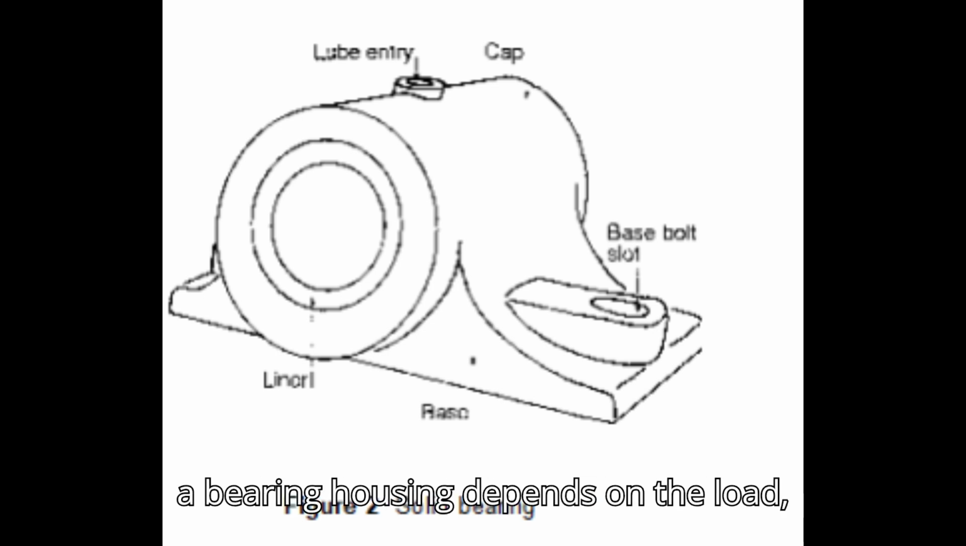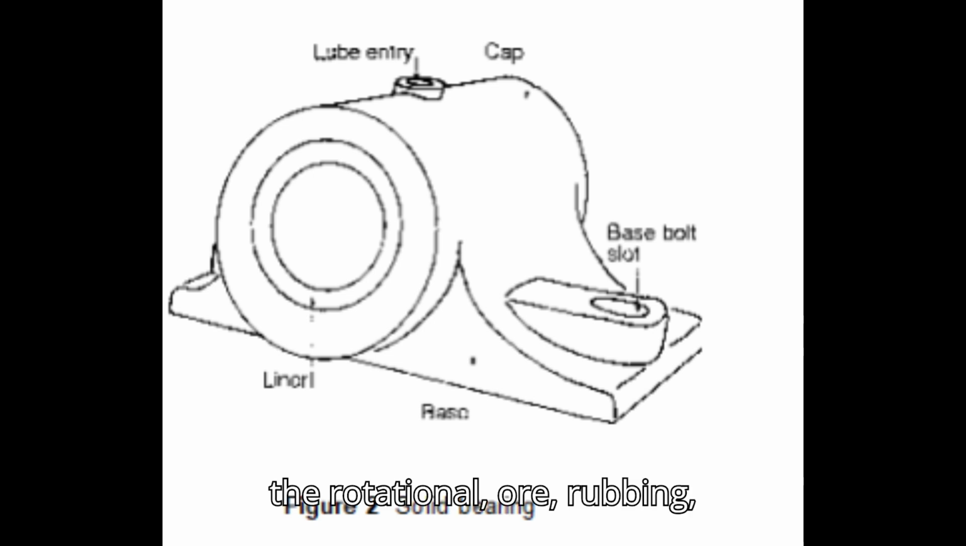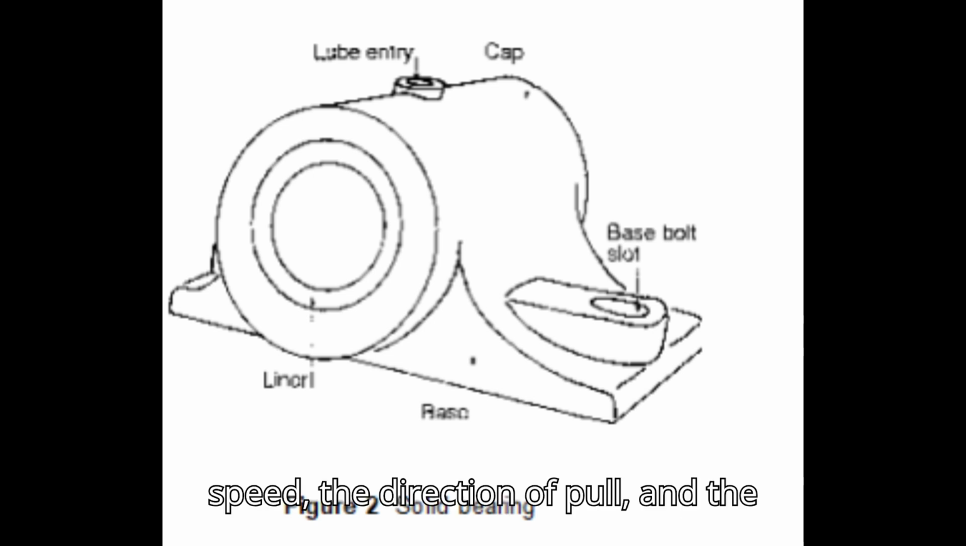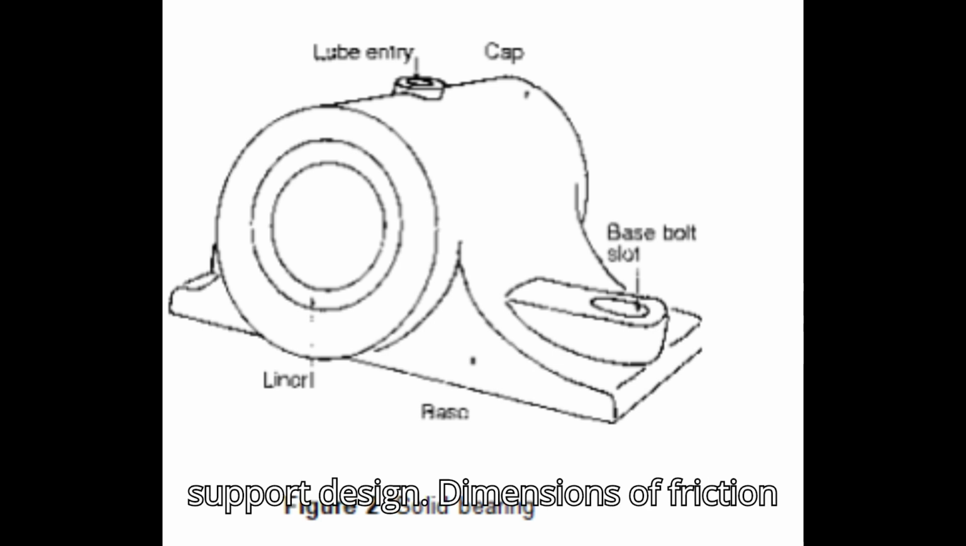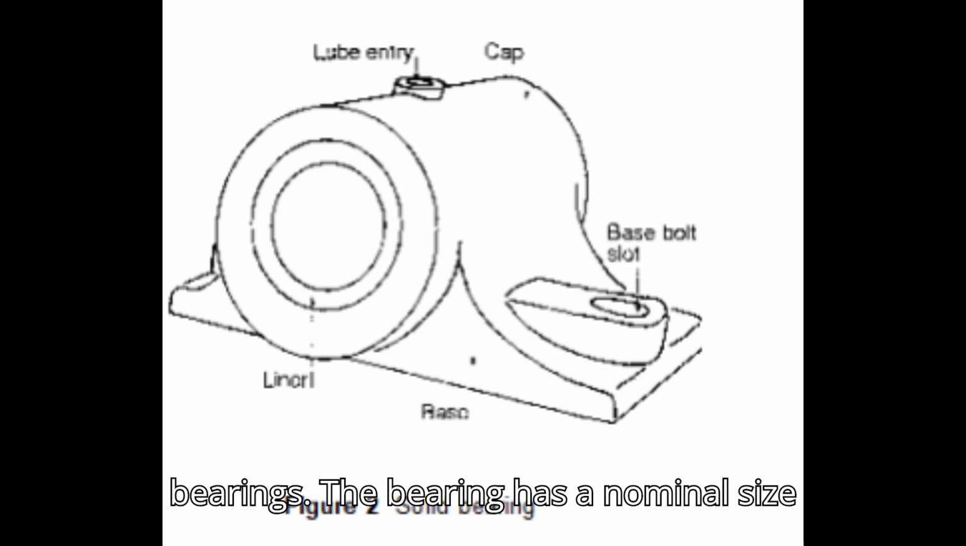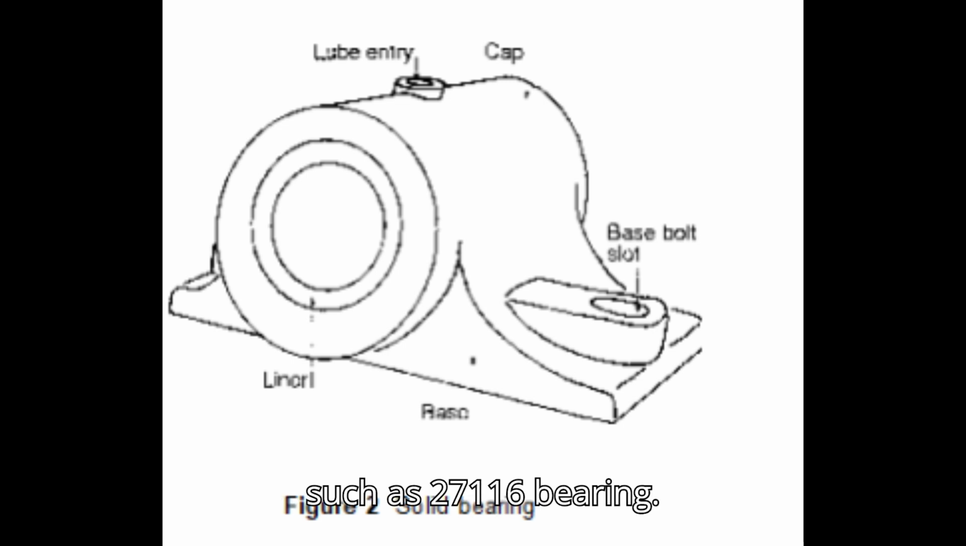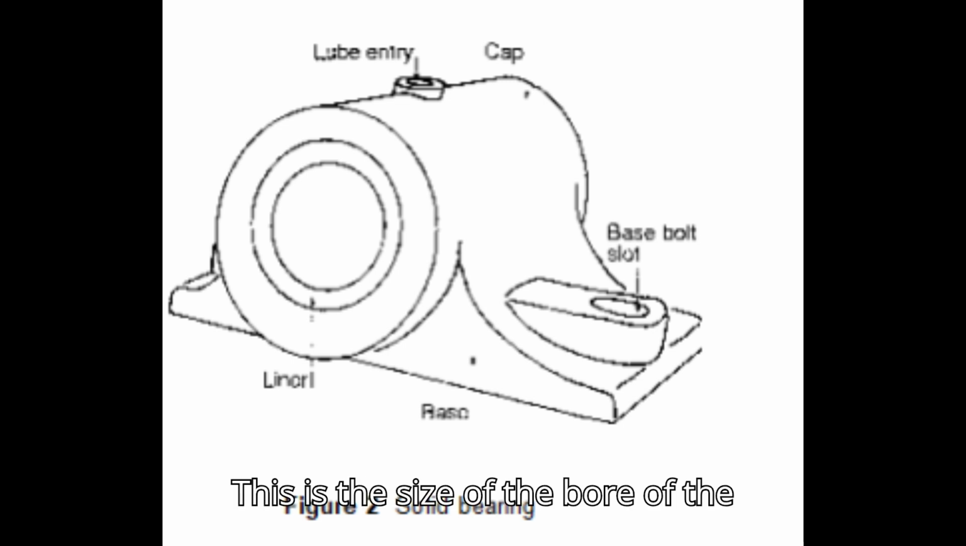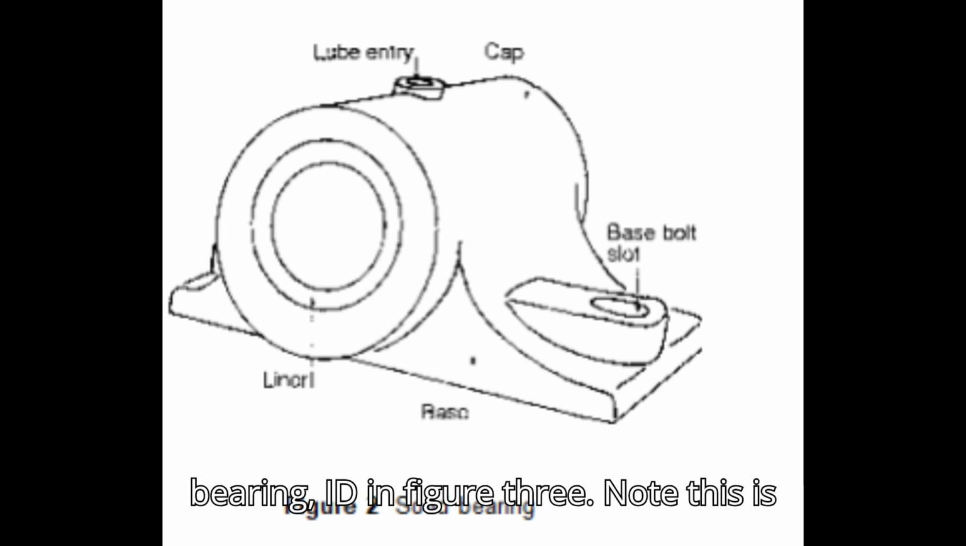The choice of a bearing housing depends on the load, the rotational, or rubbing, speed, the direction of pull, and the support design. Dimensions of friction bearings. The bearing has a nominal size such as a 2-7/16 bearing. This is the size of the bore of the bearing, ID in Figure 3.